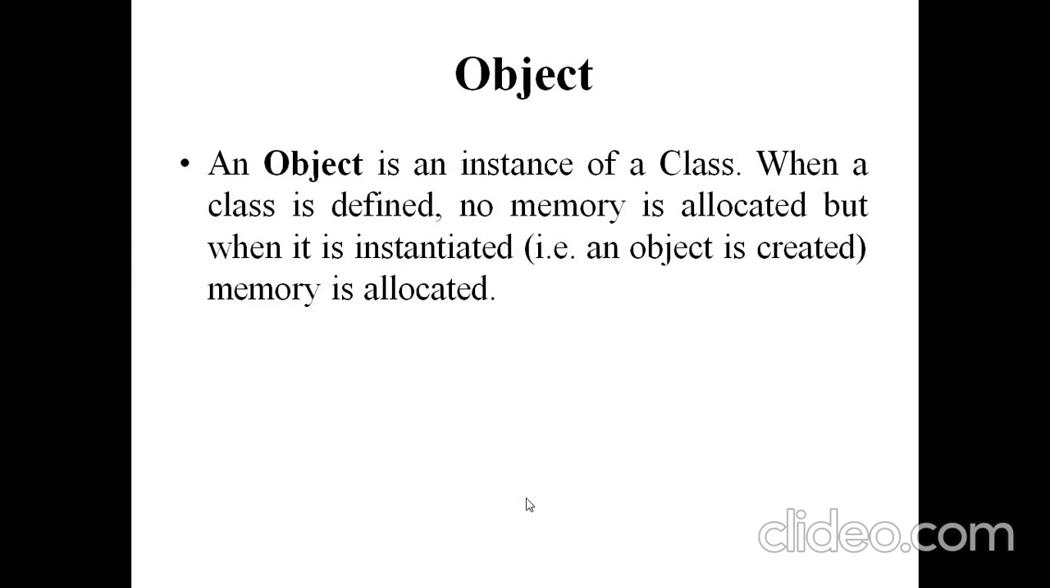And next, what is an object? An object is an instance of a class. When a class is defined, no memory is allocated. But when it is instantiated, memory is allocated.